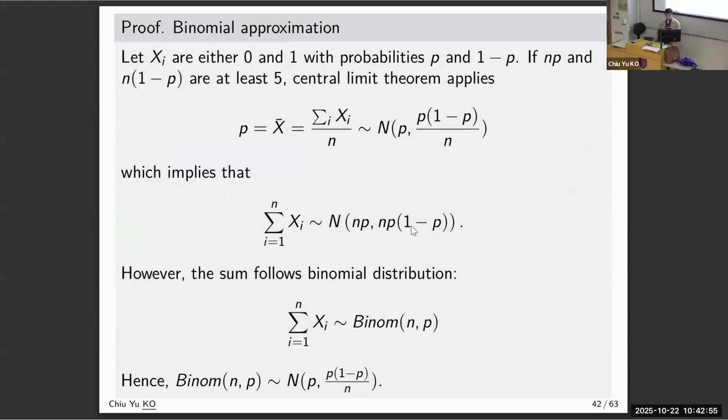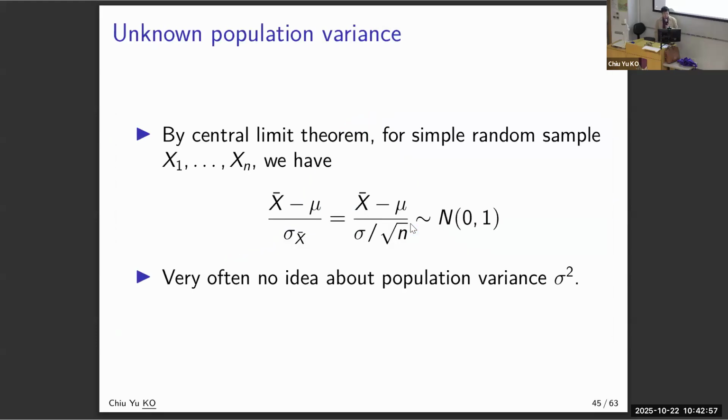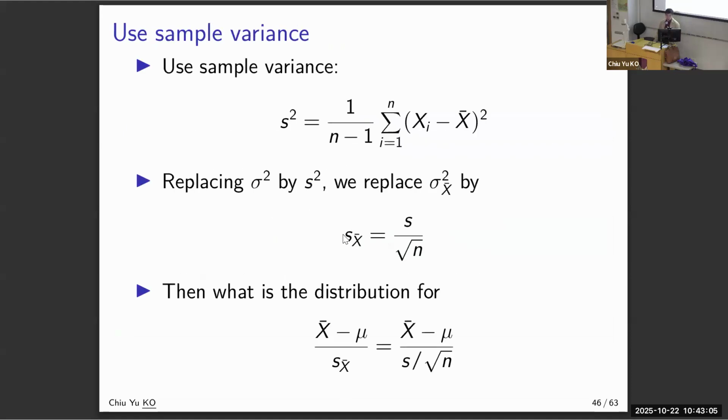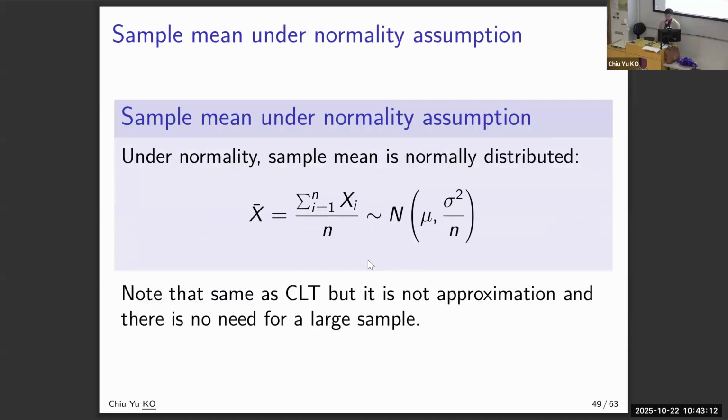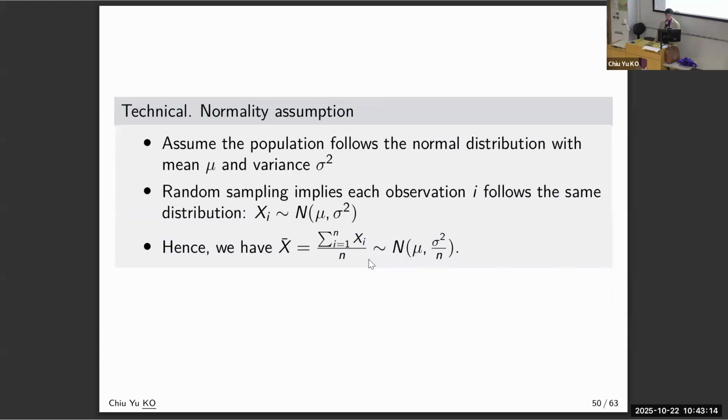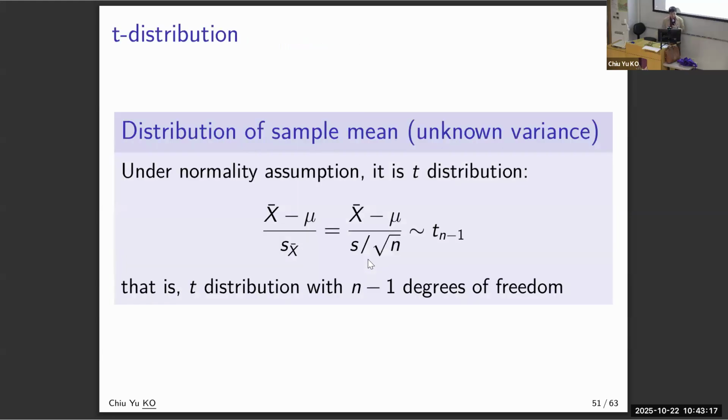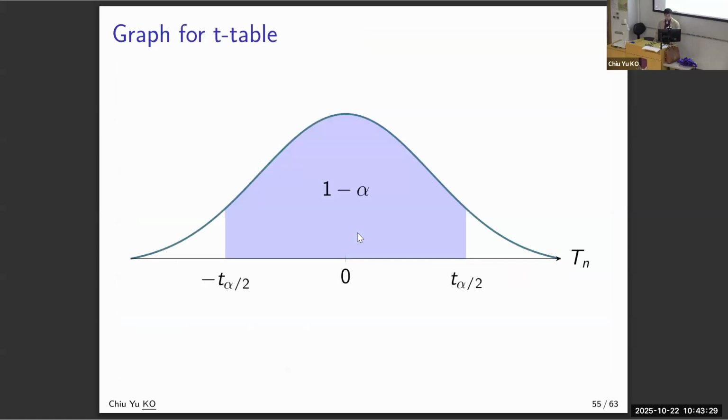And at the very end, we talked about the case where the sigma is not known. Then you would have to assume the underlying population follows a normal distribution. Okay, and in that case, the sample mean is also normal, and then we can apply the t distribution if we replace the sigma by the sample variance or sample SD. So that would be the key that we have covered so far.